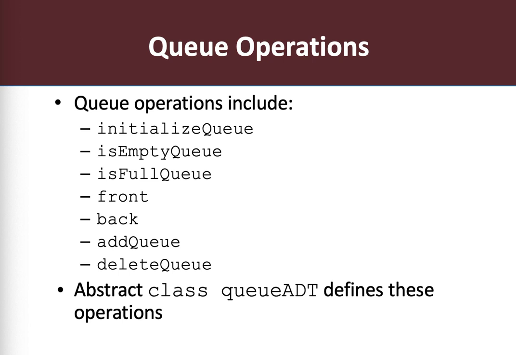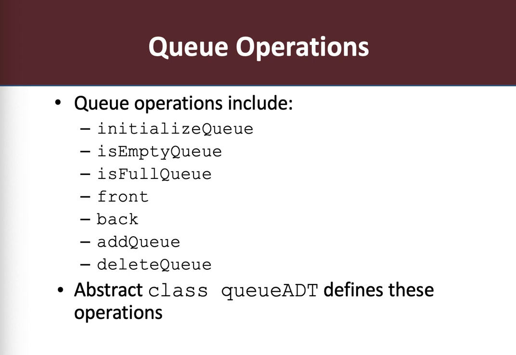From the definition of queues, we see that the two key operations are add and delete. We call the add operation addQueue and the delete operation deleteQueue. Because elements can be neither deleted from an empty queue nor added to a full queue, we need two more operations to successfully implement addQueue and deleteQueue. Those operations are isEmptyQueue, which checks whether the queue is empty, and isFullQueue, which checks whether a queue is full.